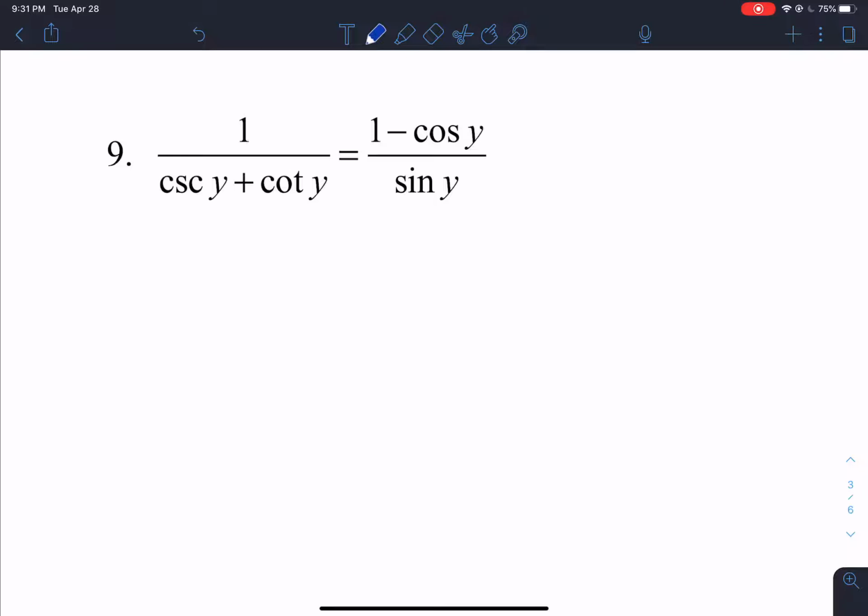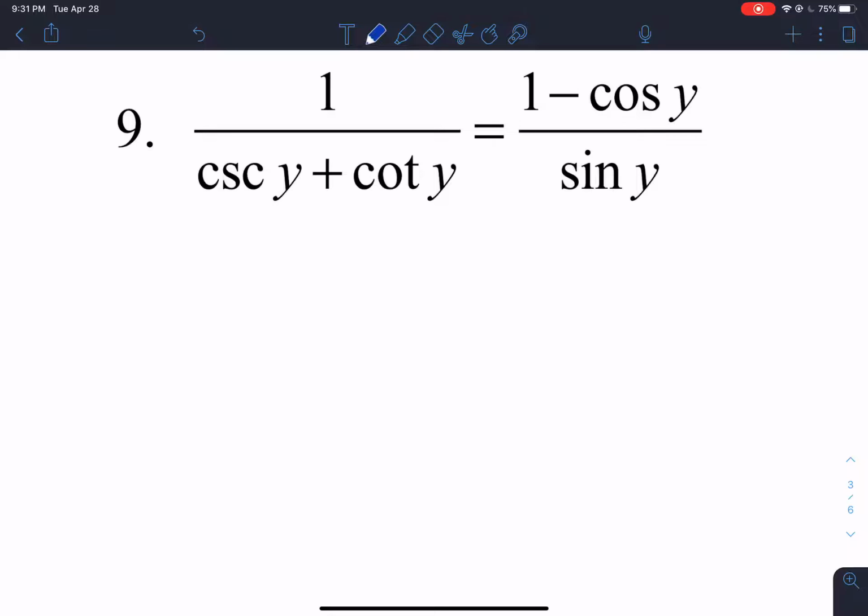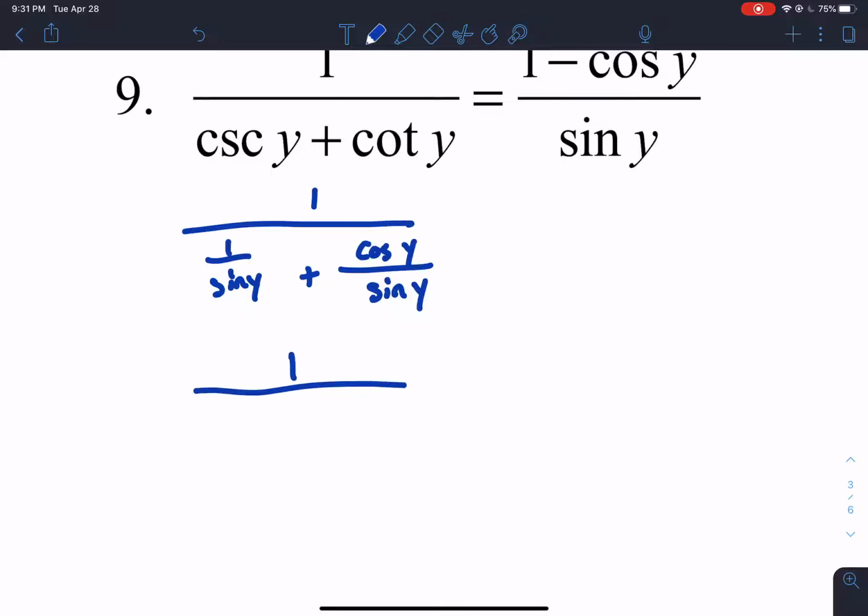Okay, so for number 9, you have 1 over cosecant plus cotangent equals 1 minus cosine over sine. So what I think I'm going to do is the left side. I'm going to change everything into sine and cosine because that's what the right side has. So you got 1 over sine plus cosine over sine. Now, if you put those together, you got 1 plus cosine over sine.